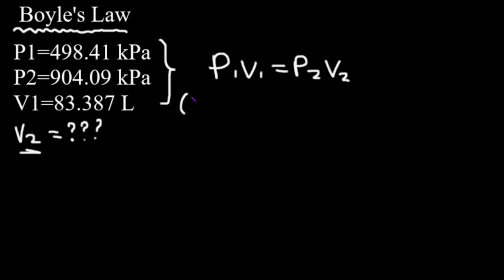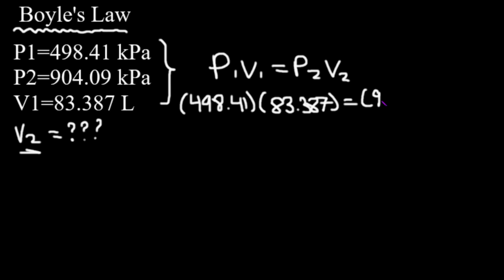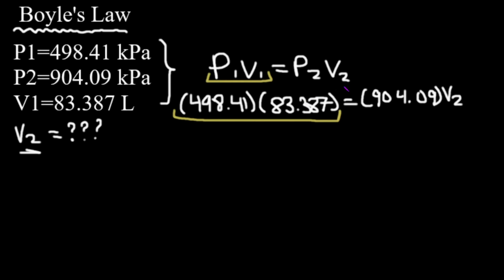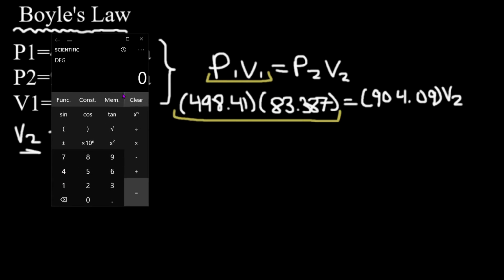So P1 is, I'll put in brackets, 498.41 kilopascals. I won't put the units. And V1 is 83.387. And then on the other side we have P2, which is 0.09, and we have V2, which we do not know yet. So the first step you would need to do is, let me switch a color right here, multiply the two values that you already know. So we multiply P1 times V1, so you could simplify this expression a little more. Let's bring out a calculator and see what P1 times V1 would be.